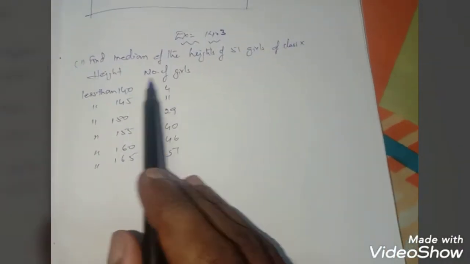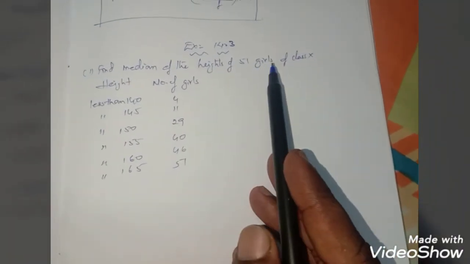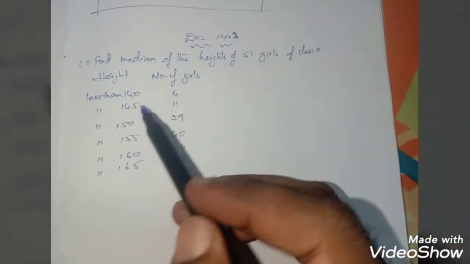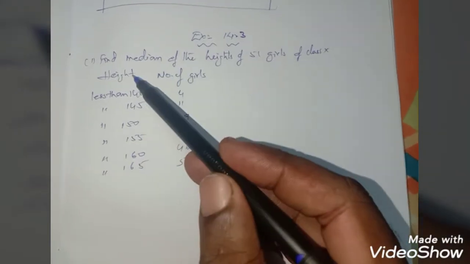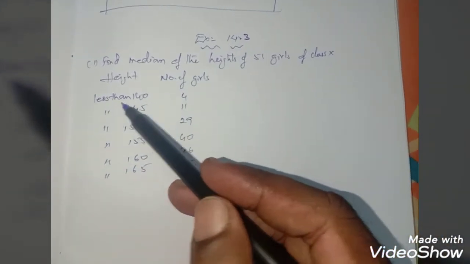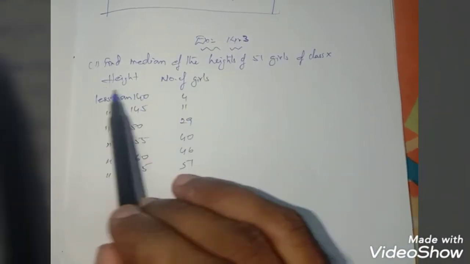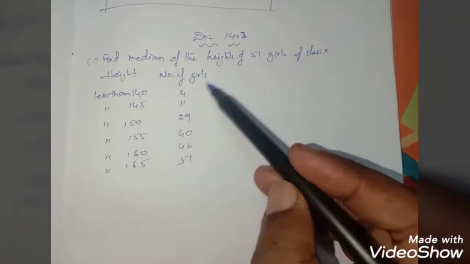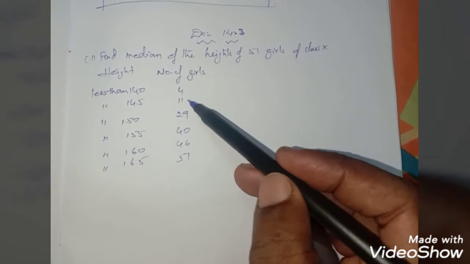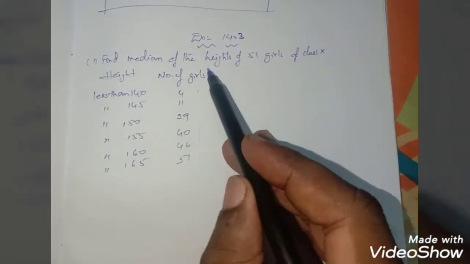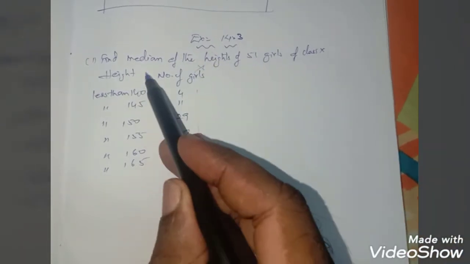In that, the first question is: find the median of the height of 51 girls of class 10th. Height is given and the number of girls is given. Before solving a problem you have to see whether your class interval is regular or not. Here the class interval is not given. Instead of class interval they have given less than 140, less than 145, less than 150 and so on, and the number of girls is given in increasing order. So this is not your frequency and this is not your class interval.